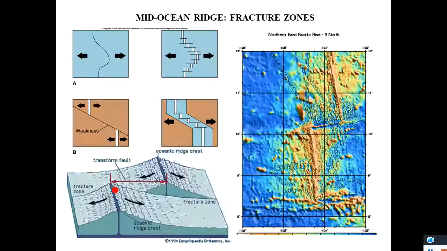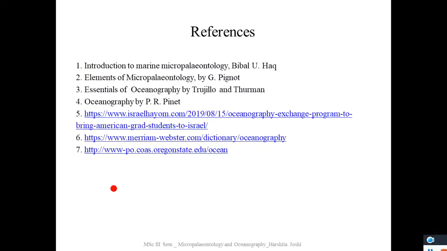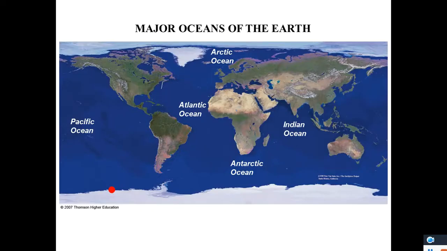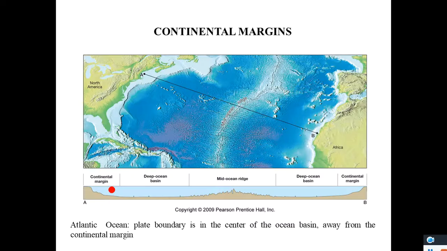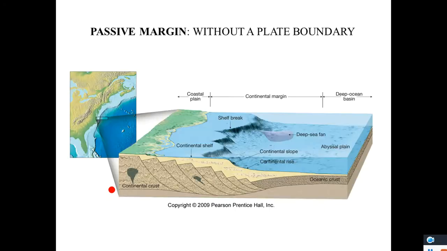So we studied about continental margin. Let me revise from the first. We'll go through it very fast. We studied the definition of micropaleontology, what is oceanography, major oceans of the earth. We saw what continental margin is. Then we understood how various names are given within the continental margin: the slope, the shelf, the continental rise, the basal plain. Then we understood what passive margin is.